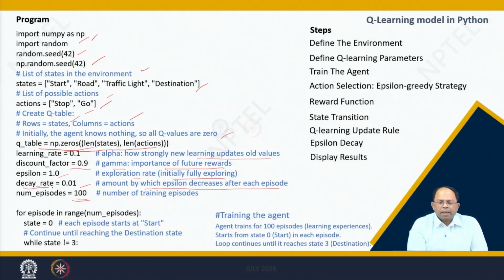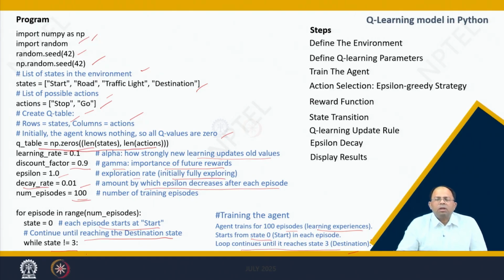So for episode in range num_episodes, state equal to 0, each episode starts at start and continues until reaching the destination state. So while state is less than or equal to 3. So the agent is trained for 100 episodes. This is the learning experience, it starts from state 0 in each episode and the loop continues till it reaches 3. Because it's a sequential deterministic state, right? So that is why we are choosing like this.